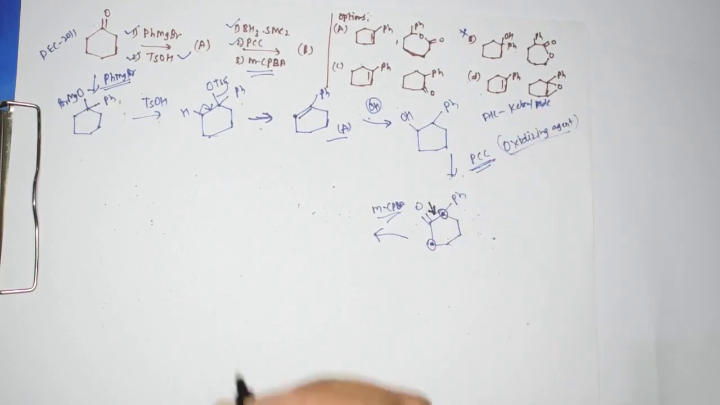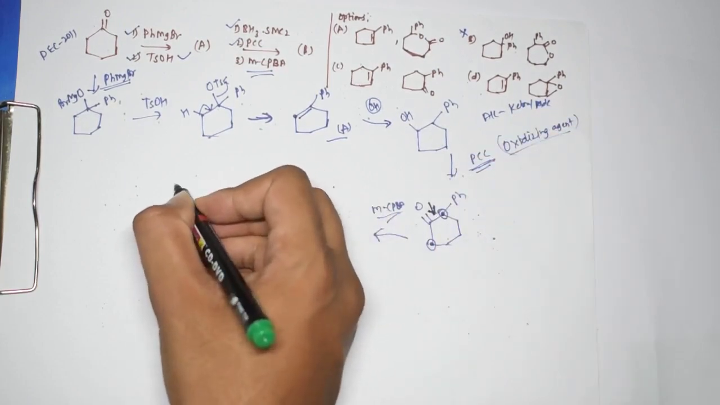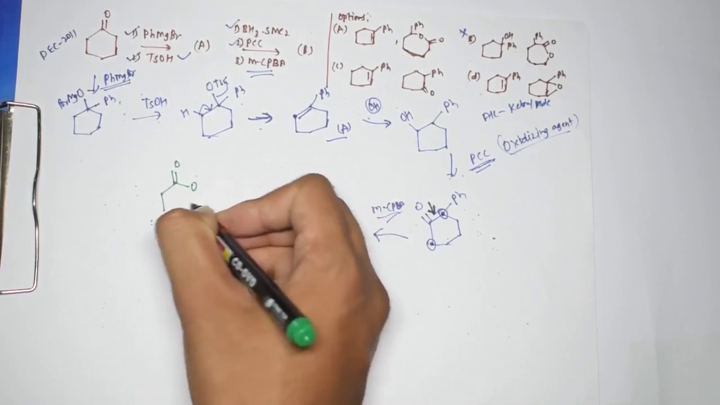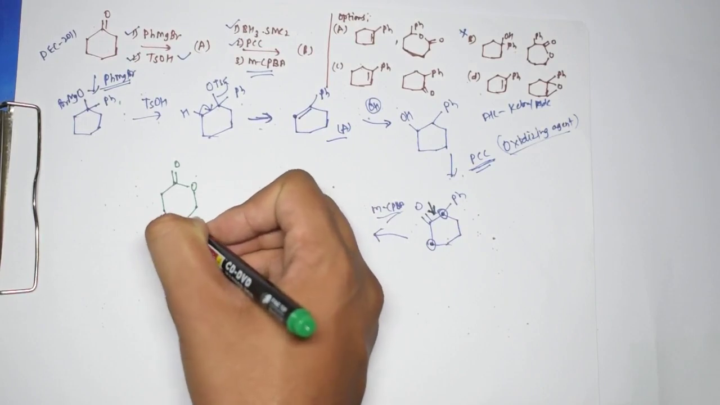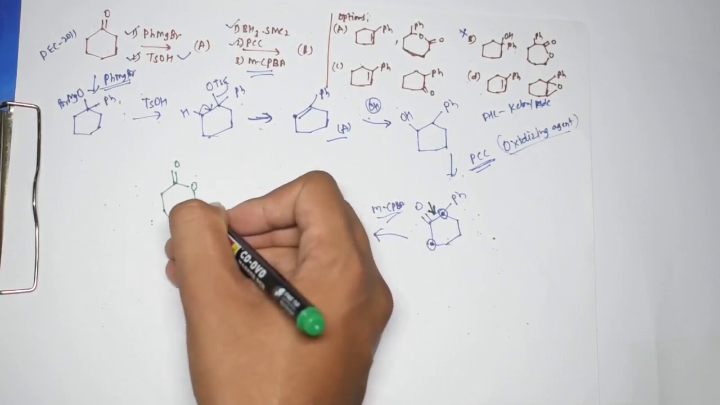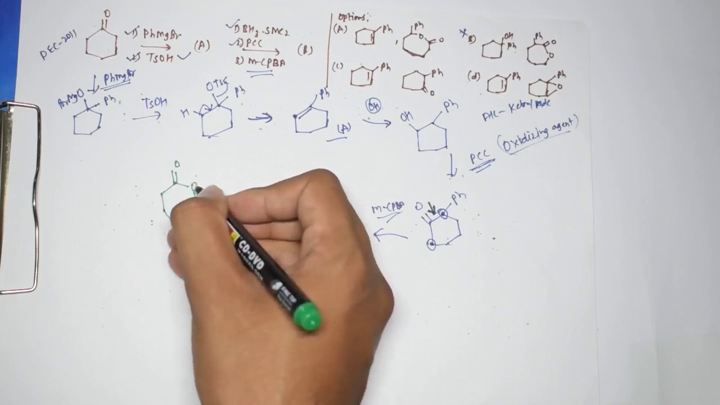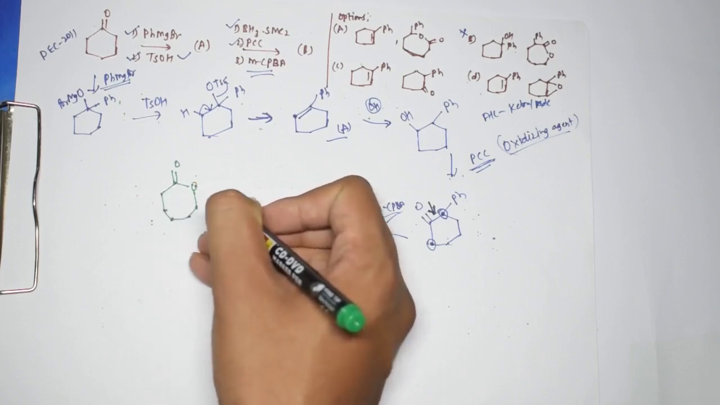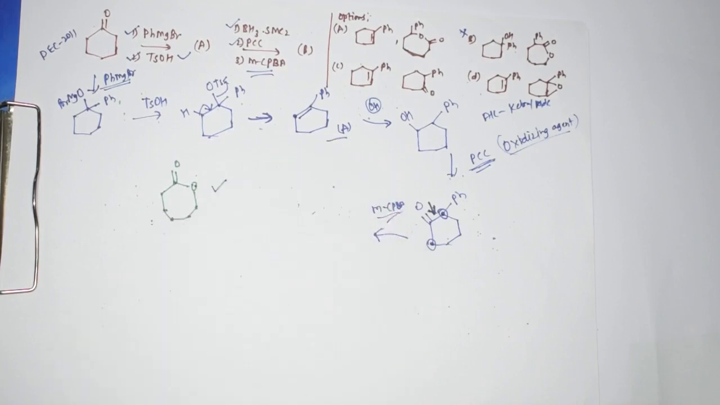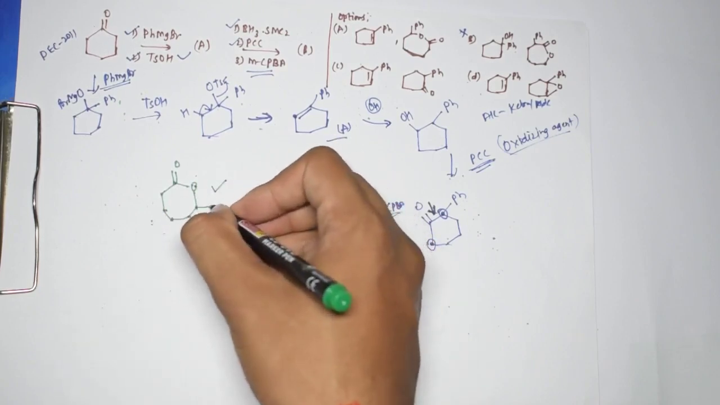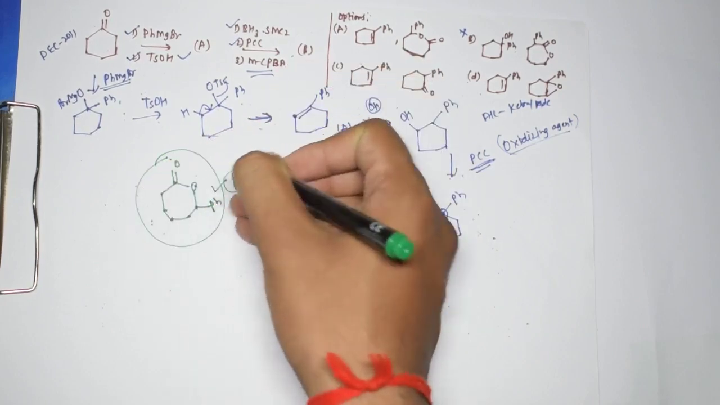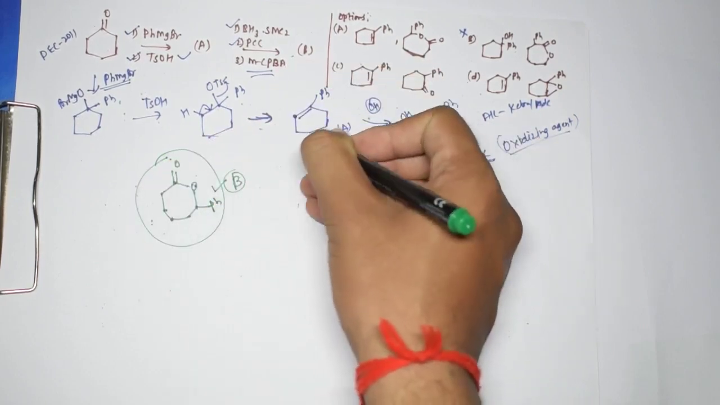So what will be the final product? The final product which we will have here, double bond O, and here we will have this oxygen, and here we will have something like this. This is 1, 2, 3, 4, 5, 6 and 7 membered, right? So this will be the product, and here we will have this Ph over here. So this is your B product and this is your A product.